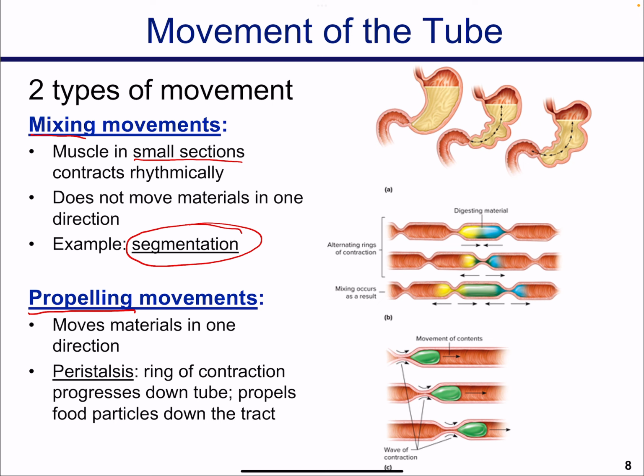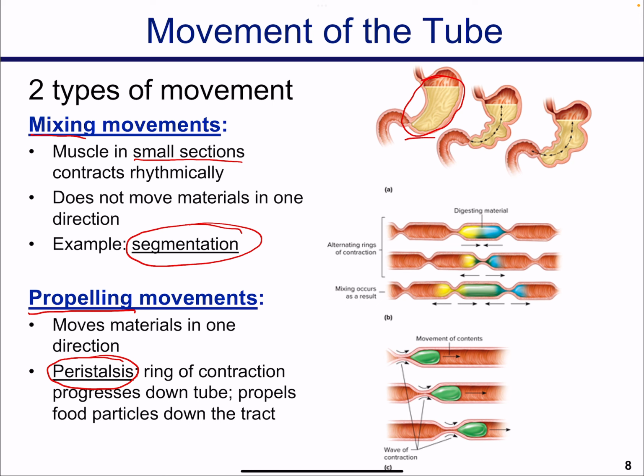Segmentation. And then the other movement, the movement of propelling, is really what is going to move the food that is being digested along the digestive tract. So this type of movement is called peristalsis, right? Peristalsis. So you see here the stomach, right, with some food that is being digested in here, right?